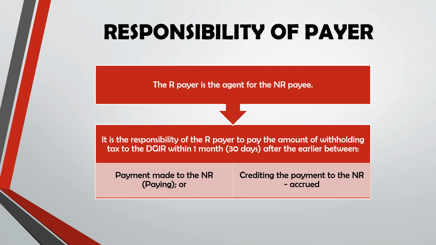And it is the responsibility of the payer to pay the amount of withholding tax to the Director General within 1 month, where for this part, the IRB says that 1 month is actually considered as 30 days. It is counted after the earlier of the payment made to the non-resident or the crediting of the payment to the non-resident. So we will count the 30 days after the payment is made or the payment is credited to the non-resident.